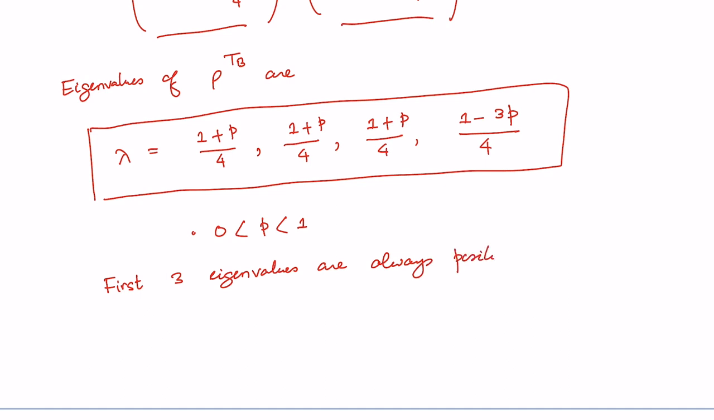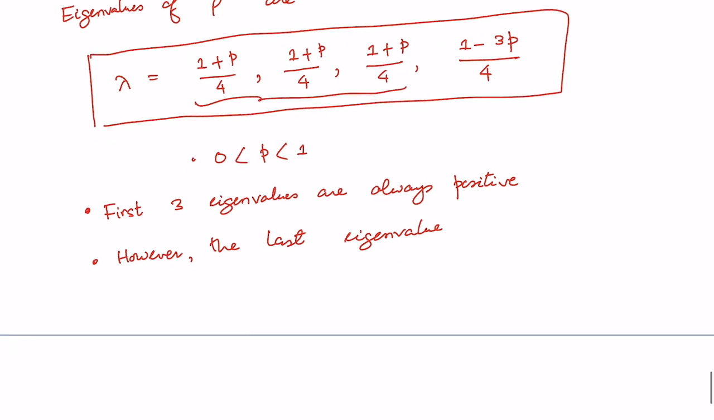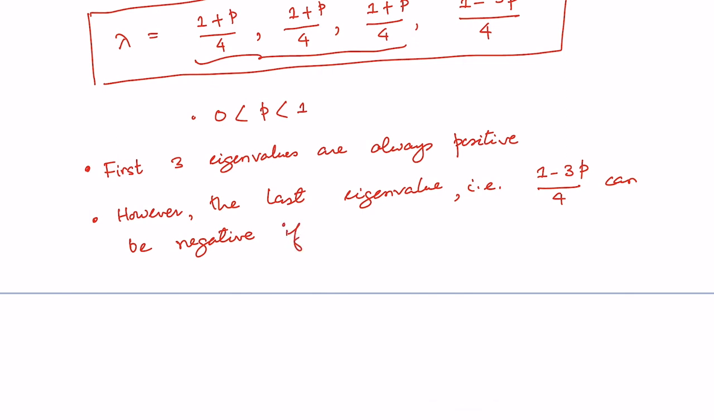Always positive. But if you look at the first three ones. However, if you look at the last eigenvalue, it's very easy to see that the last eigenvalue, which is 1 minus 3p by 4, can be negative if, you can easily see, p is greater than 1 by 3.